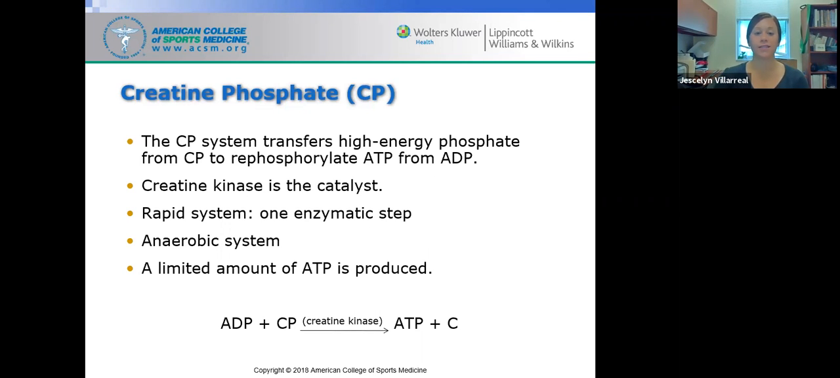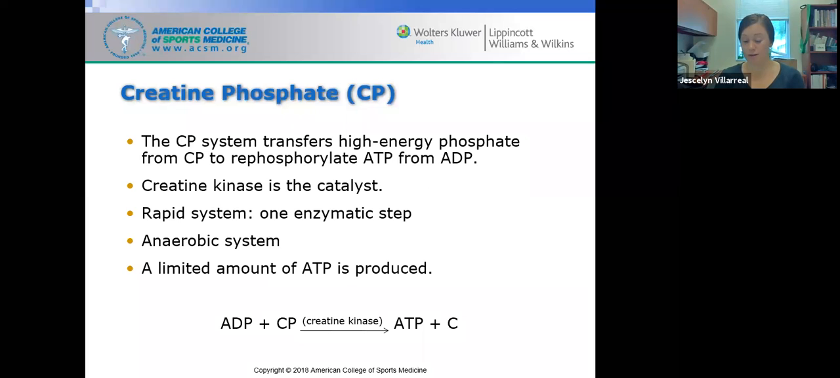Creatine phosphate, that's another system that transfers high energy phosphate from creatine phosphate to rephosphorylate ATP from ADP. So muscle fibers contain metabolic machinery to produce ATP by 3 pathways. One is your CP system, one is anaerobic glycolysis, and one is oxidative phosphorylation.